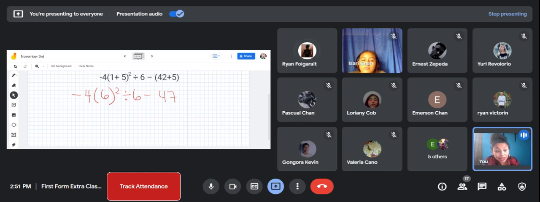But I still have the brackets there. 6 to the power of 2. What is 6 to the power of 2? 36. So I'm going to have negative 4, 36 divided by 6 minus 47. Yes, everybody saw what I did there? Yes, miss.